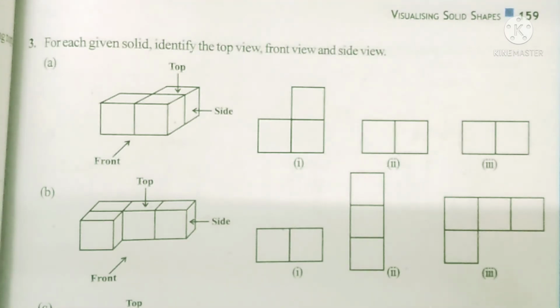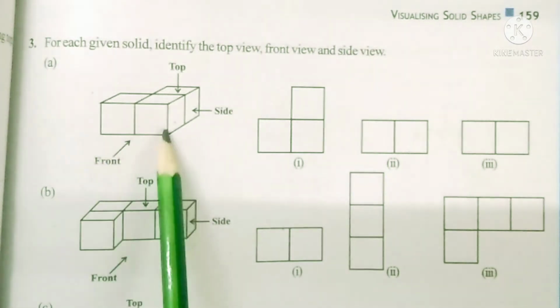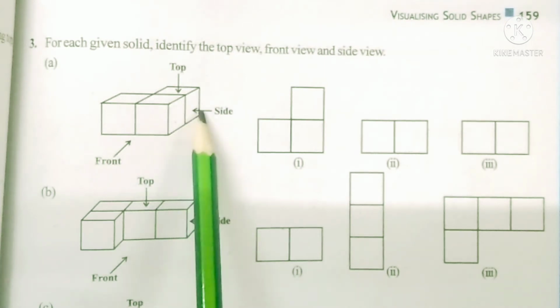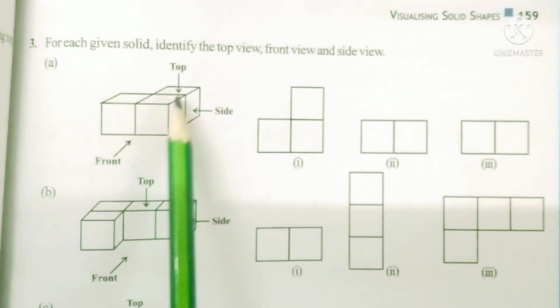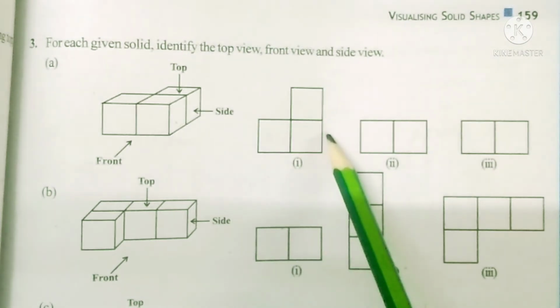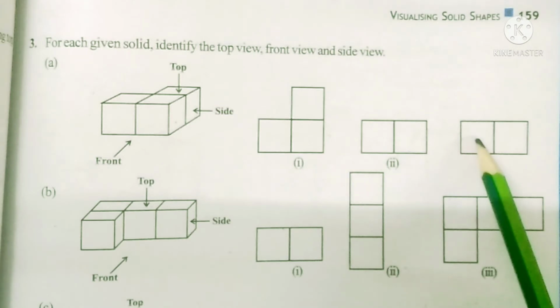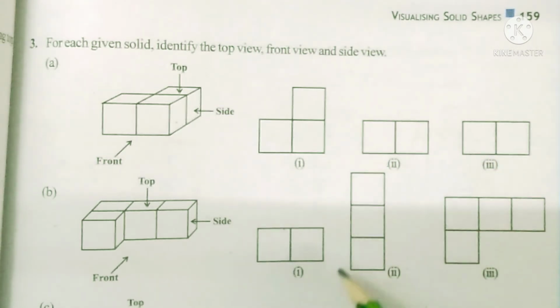The next question is also similar to that previous page. You had objects, and here we have some cubes arranged in a particular manner. For each given solid, identify the top view, front view and side view. In the front view you can see 1, 2, and here you can see again 2. On top you can see 1, 2, 3. So which view is this? This is the top view. Either of these can be the side view and the other can be the front view.